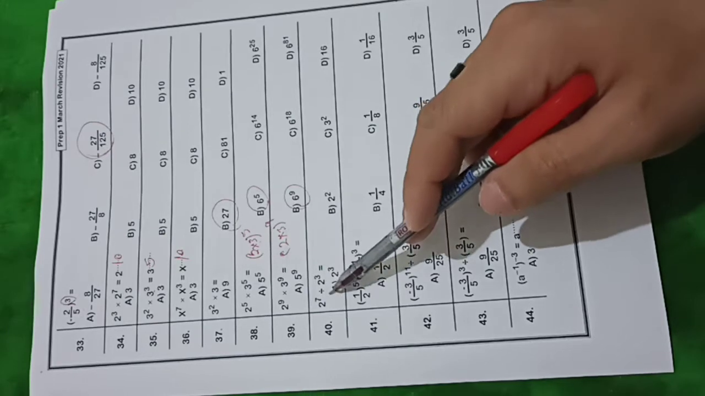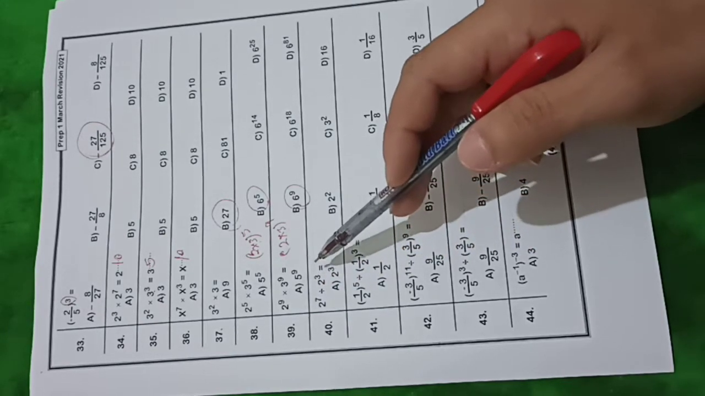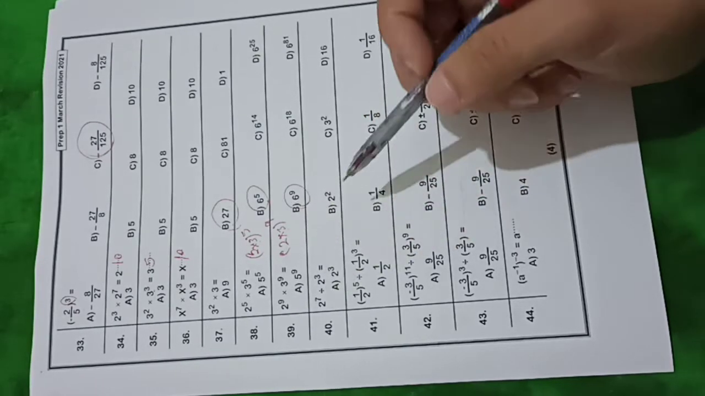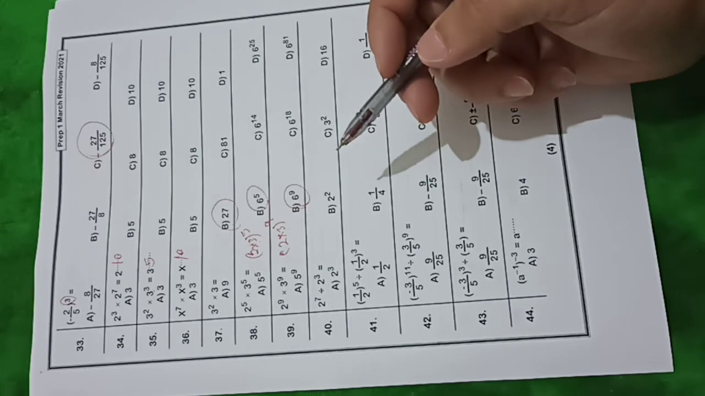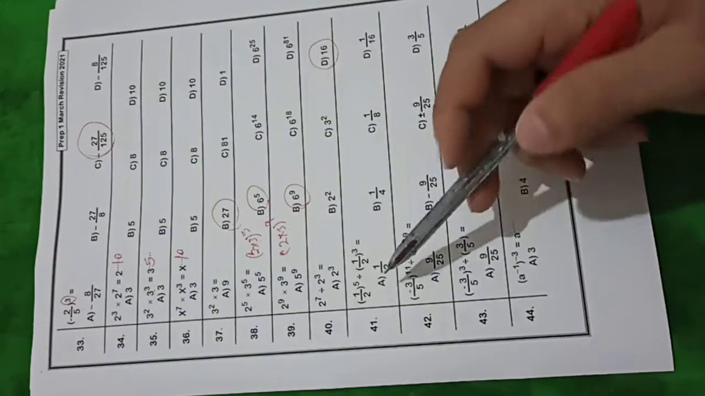2 power 7 divided by 2 power 3. We divide, and in division we subtract powers. 7 minus 3 equals 4. 2 power 4 is the answer. 2 power 4 equals 16.